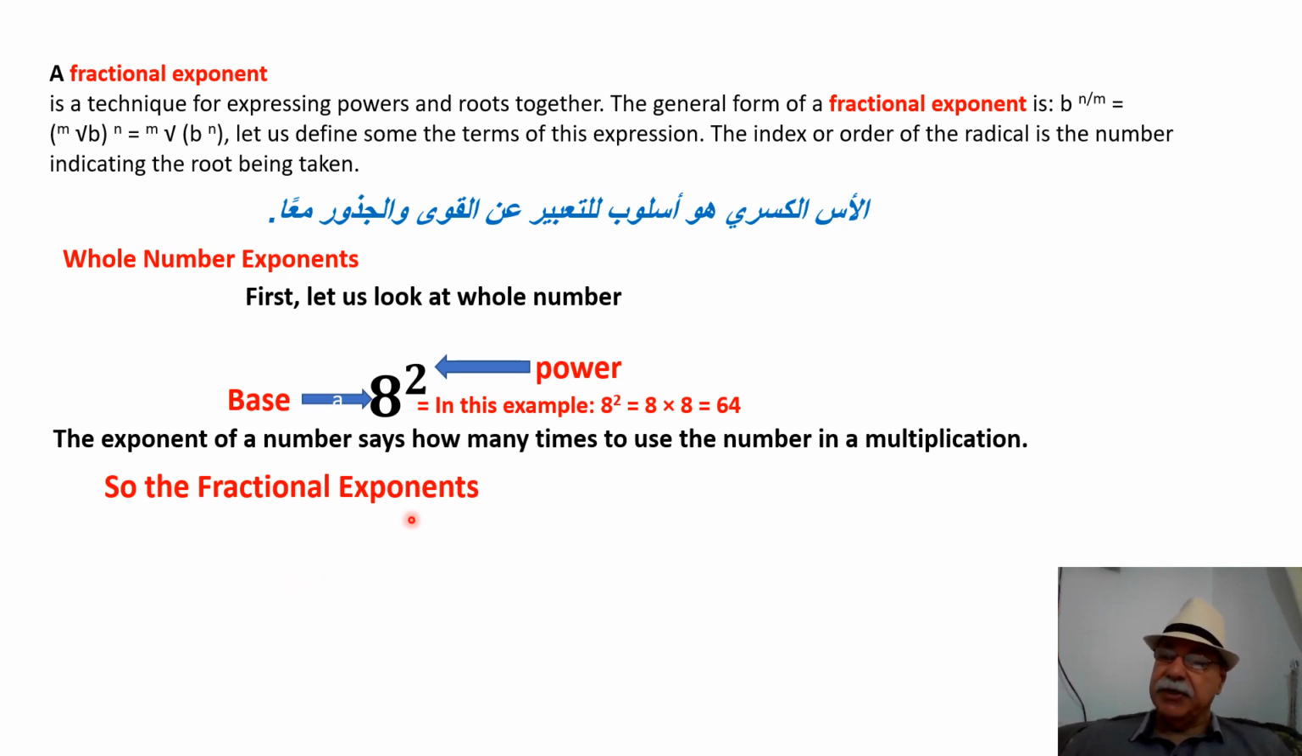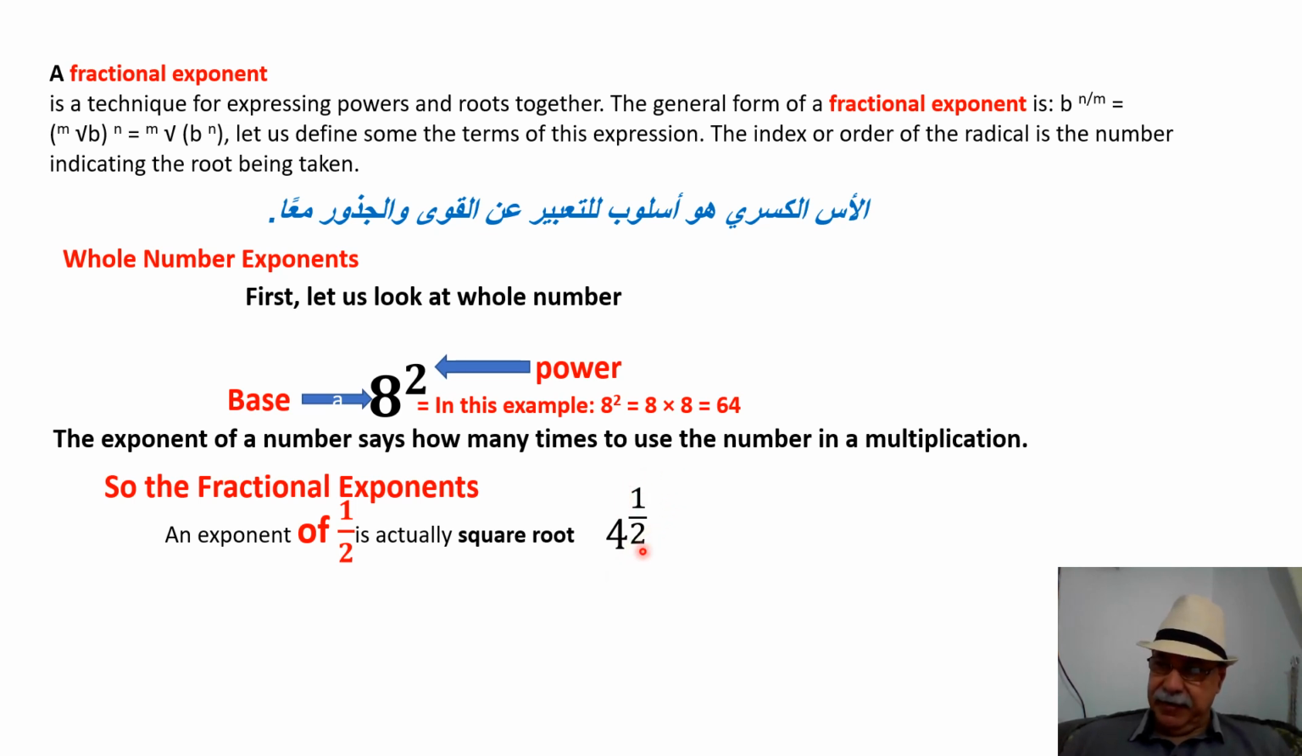So for the fraction exponent, an exponent of one half is actually the square root. How do we see this? It means 4 raised to the power one half.